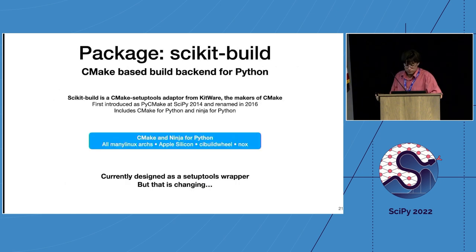Okay. So now I'm going to move on to scikit-build. This is a CMake-based build backend for Python. This was developed and was actually announced in 2014 and again in 2016 SciPys.